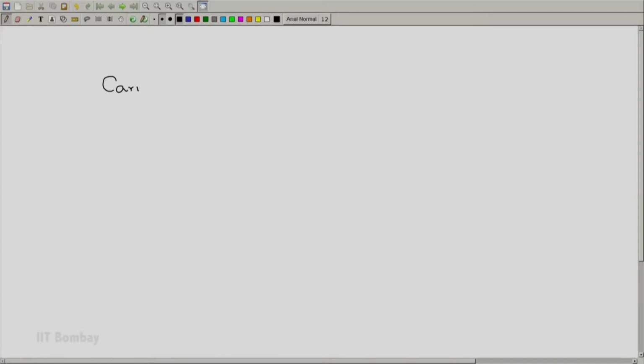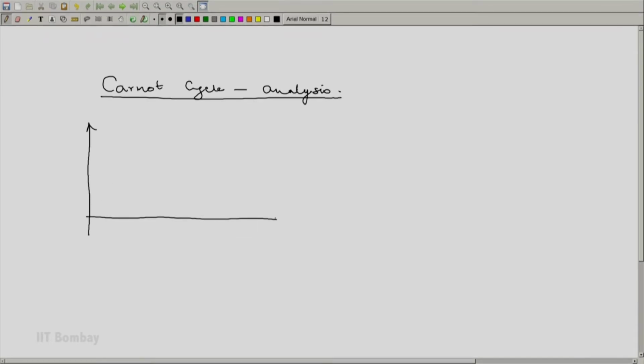Welcome back. We are now going to analyze a Carnot cycle in detail. As we have seen, a depiction of the Carnot cycle on the TV diagram will be something like this. We have a temperature at the higher level, we have a reservoir at that temperature, and we have a lower temperature. Let us call the higher temperature TA, let us call the lower temperature TB.